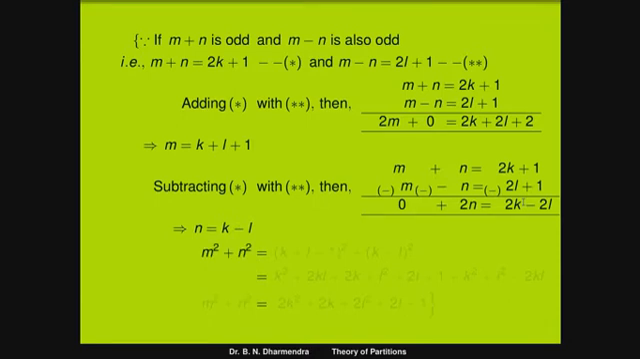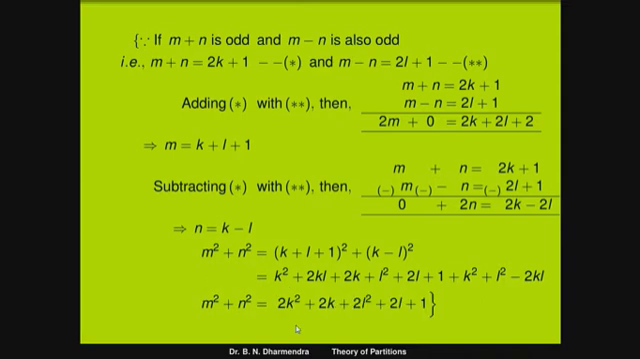So therefore m square plus n square is equal to (k plus 1 plus l) whole square plus (k minus l) whole square. When I simplify with simple manipulation, that is k square plus 2kl plus 2k plus l square plus 2l plus 1 plus k square plus l square. The 2kl terms get cancelled, and the remaining term can be written as m square plus n square is equal to 2k square plus 2k plus 2l square plus 2l plus 1.